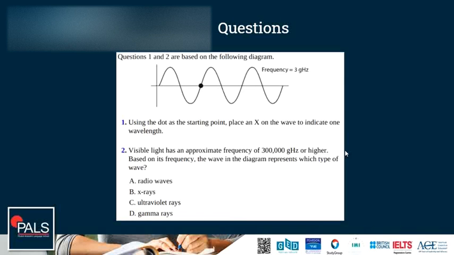Let's have a look at some questions. Using the dot as the starting point, place an X on the wave to indicate one wavelength. That would be in this position here.